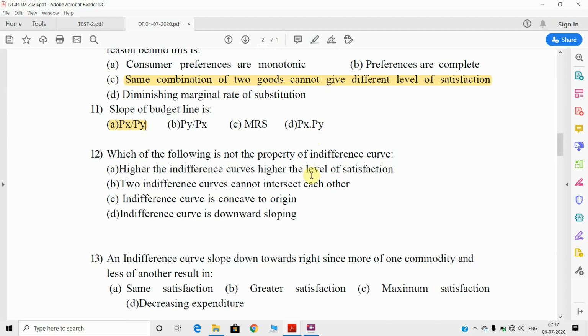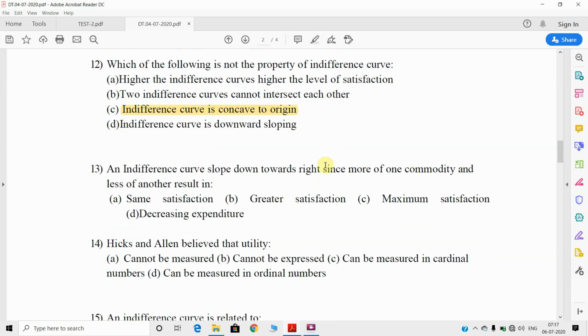Next, 12. Which of the following is not a property of the indifference curve? It is concave to the origin. It is not a property. 13. An indifference curve slopes downward, right, since more of one commodity and less of another result in the same satisfaction. That will give the same satisfaction, right.